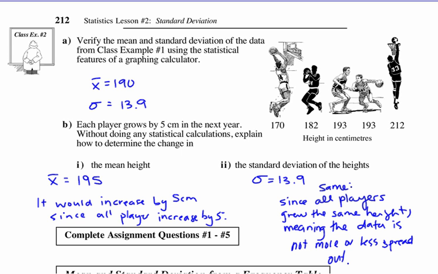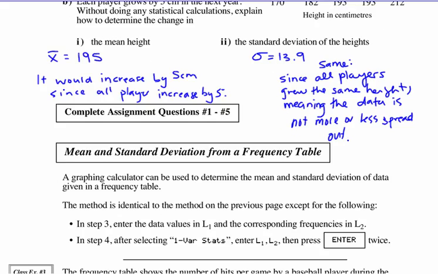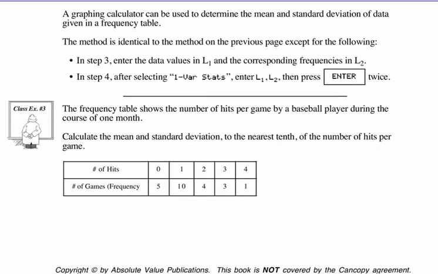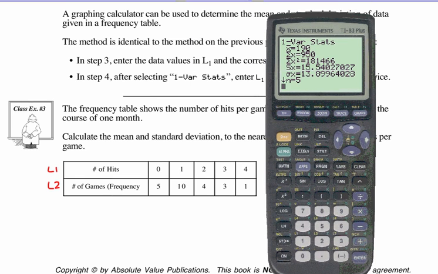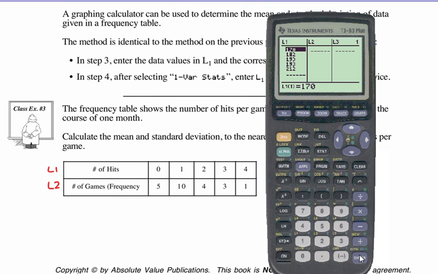Okay. The last thing that needs to be covered is how do we find standard deviation with a frequency table. Remember, your first list is L1, the second is L2. We actually have done this before. We go stat, edit, clear, go back down, and enter our actual values, so 0, 1, 2, 3, 4, and the frequency goes in L2. So we had 5 zeros, 10 ones, 4 twos, 3 threes, and 1 four.